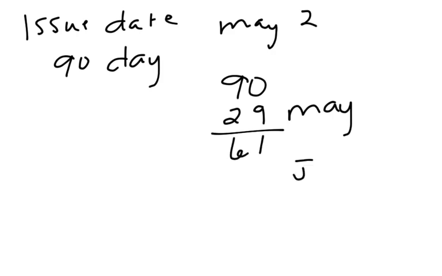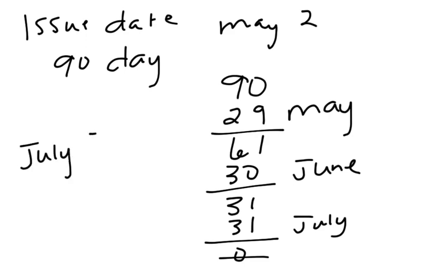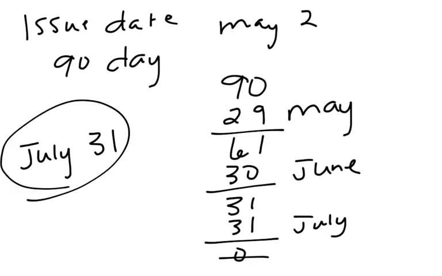So the next month is June. We've got 30 days in June. That leaves me 31 days left. What's next? July, and it has 31 days. Whoop, look, we're out of days. So when is the due date of this? July 31st.